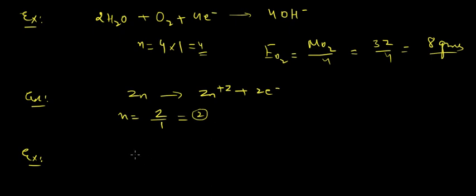Then we have copper in +2 state accepting electrons and converting into copper. So the n factor would be the number of moles of electrons consumed, 2, per number of moles of Cu+2 consumed, 1. So the n factor would be 2. Okay.